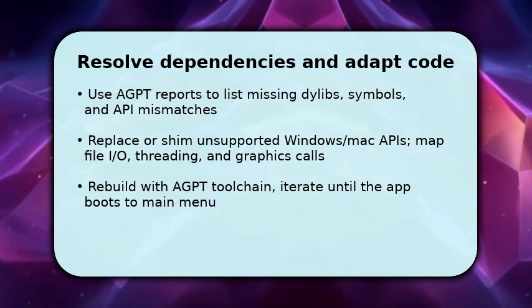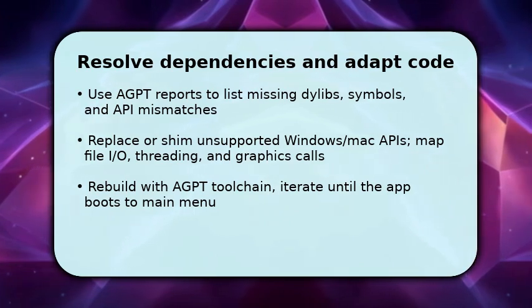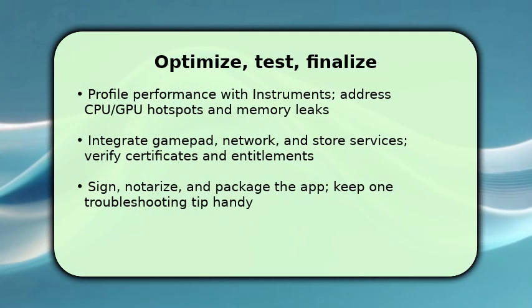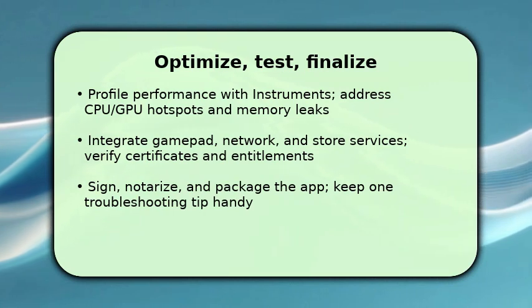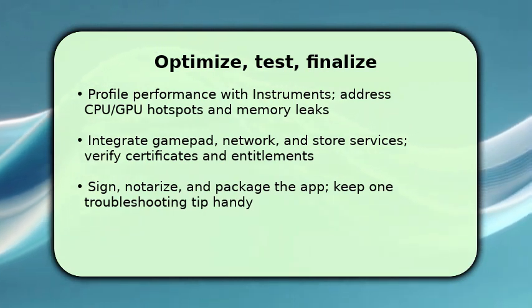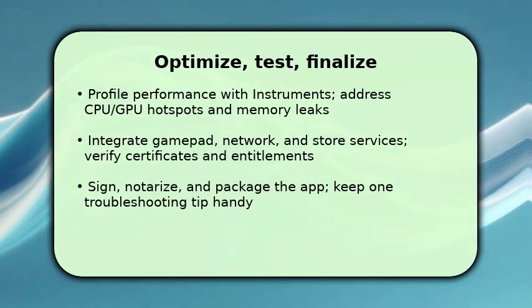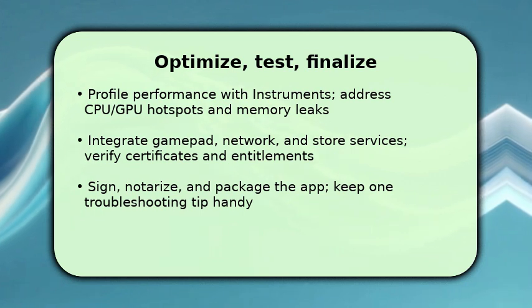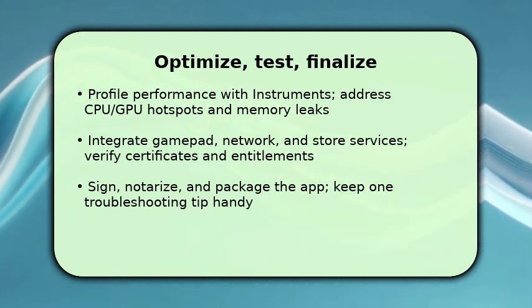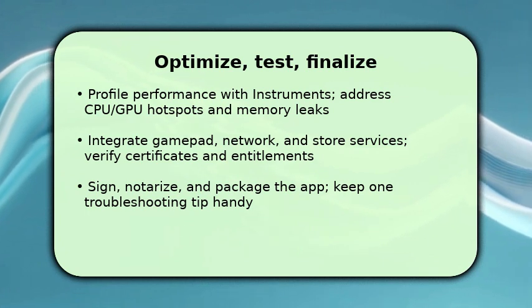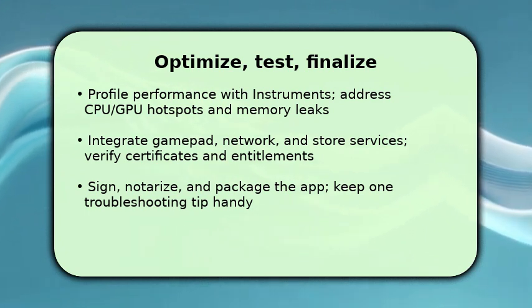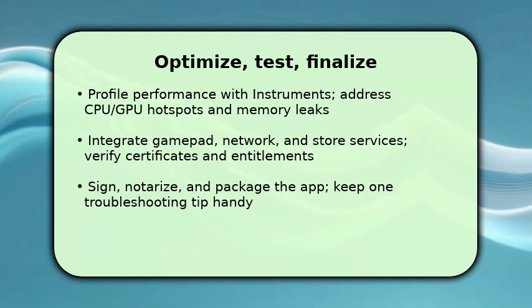main menu. You finish by profiling with Instruments to catch CPU, GPU, and memory hotspots, optimize shaders and multithreading where the profile shows stalls. Then integrate platform services like gamepad mapping, network sockets, and store entitlements, and make sure provisioning profiles and certificates are valid before signing. Sign, notarize, and package the app for distribution.